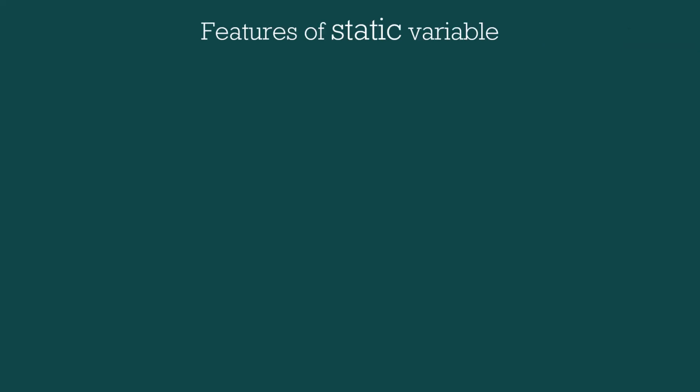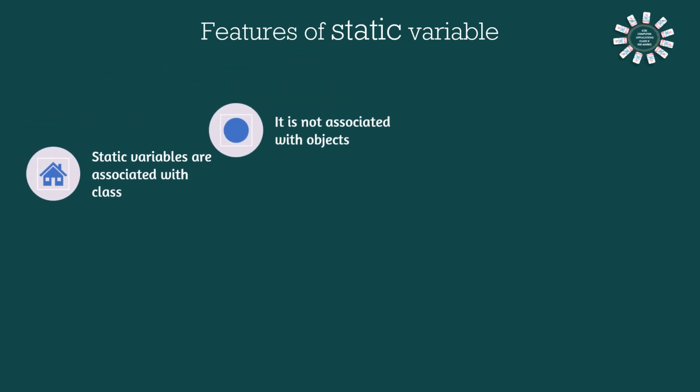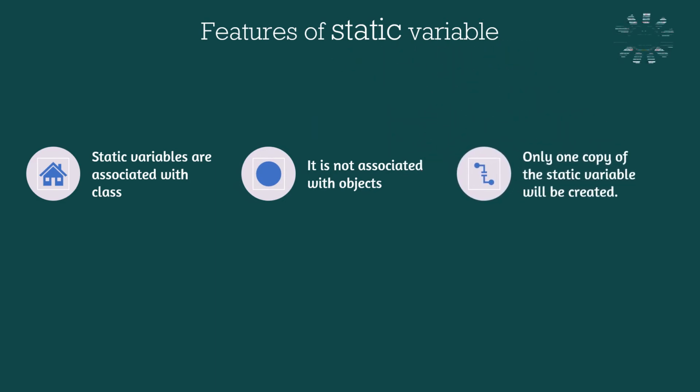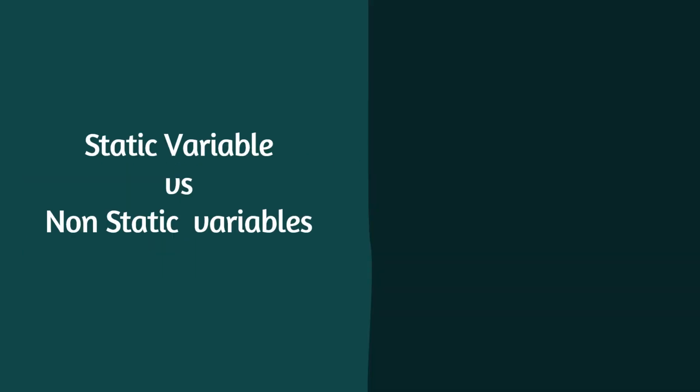So we can see what the features of a static variable are. Static variables are associated with the class and not with objects. Only one copy of the static variable will be created and it makes the program memory efficient. That means memory can be saved. We can see the difference between static variables and non-static variables.